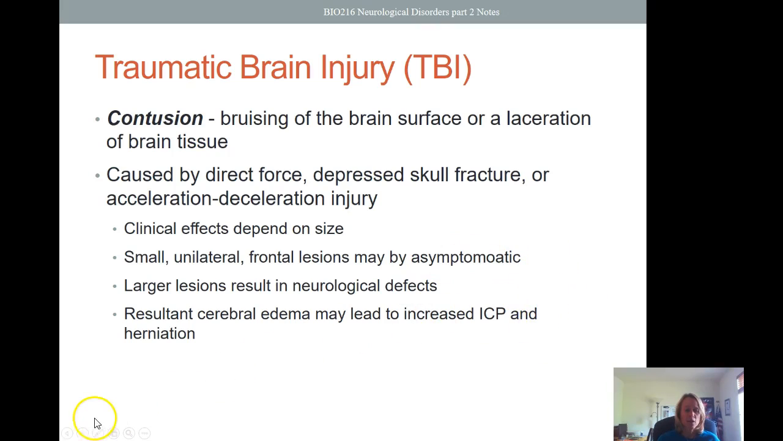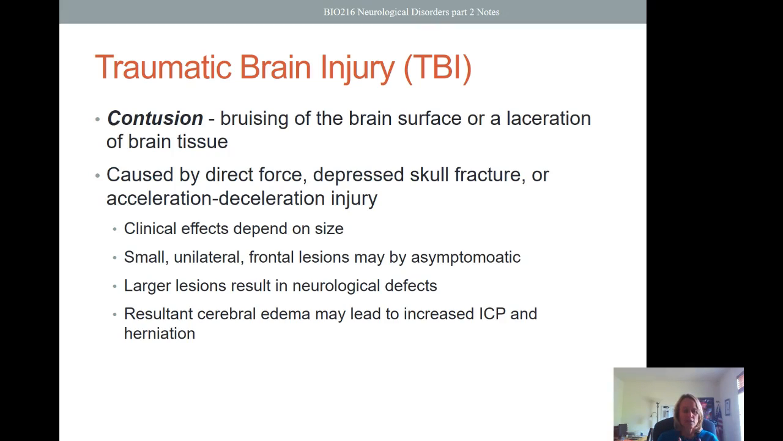So a contusion is a bruising of the brain surface or a laceration of the brain tissue. We're talking about a contusion in the brain, of course. And this is caused by direct force or a skull fracture that's depressed, or acceleration-deceleration injury.